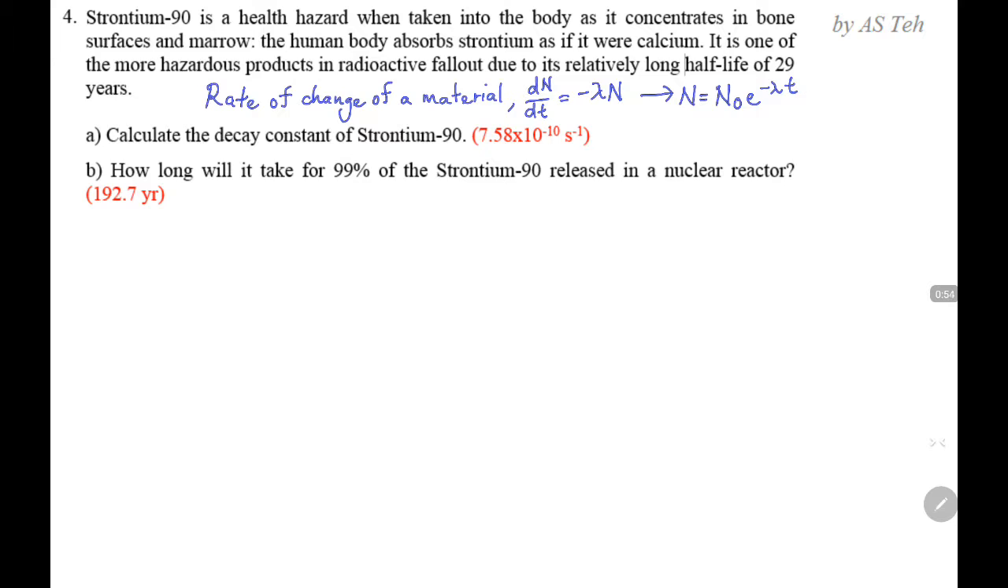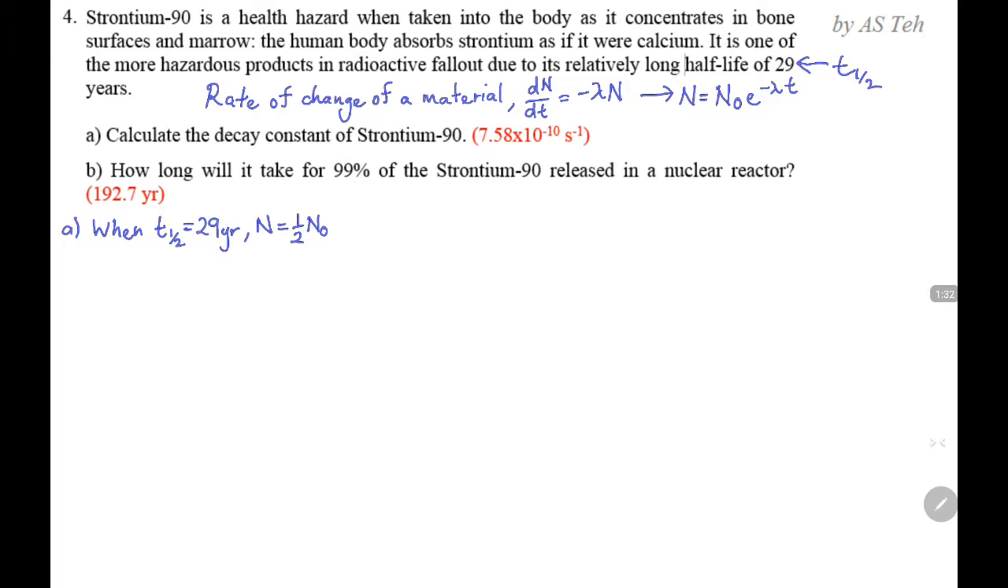Okay, for this question, if we were to calculate the decay constant of strontium-90, we need some information, and that information has been given to us. We're given the half-life of the material, T half. This means that when T is about 29 years, the material halves, so N becomes half N naught.